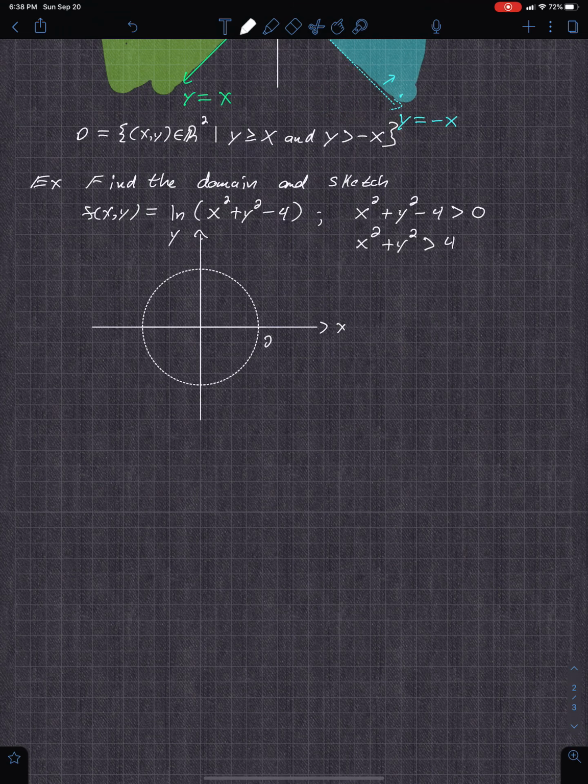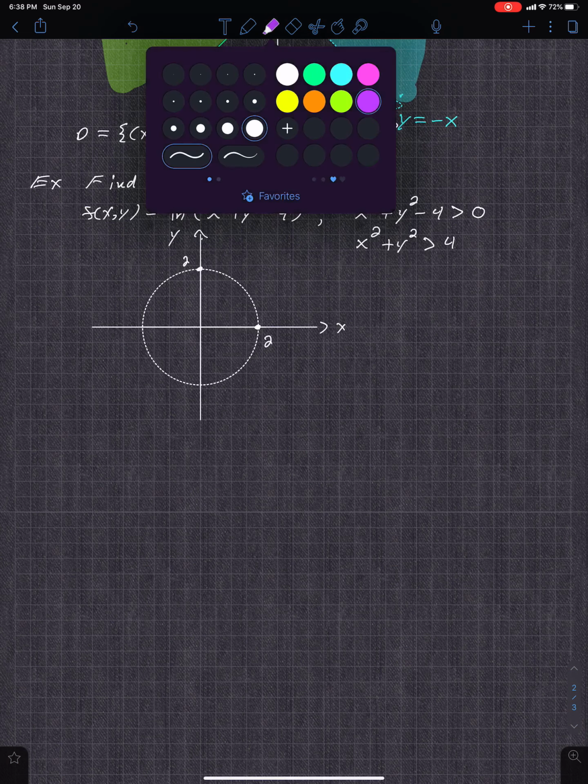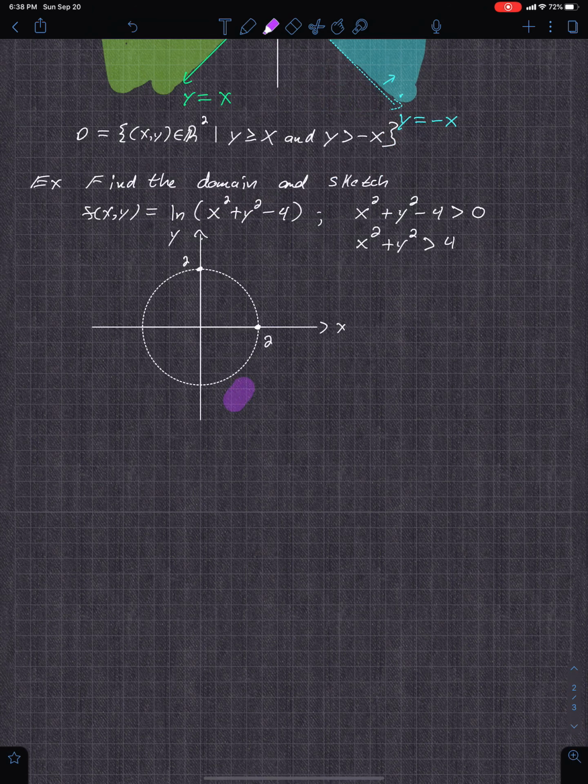So this is 2, and it's not to scale, right? Well, I guess you could say it's to scale, but I didn't put it on the tick marks there. 2 and 2, and then it's inside or out. Yeah, and that's on the outside, of course. So you're going to shade all this stuff out here. So you could test 0, 0 if you wanted to.